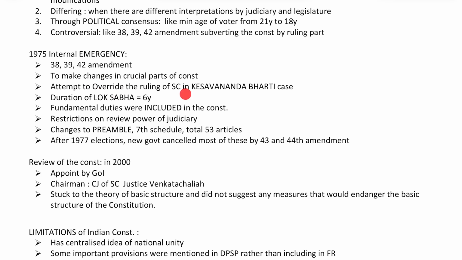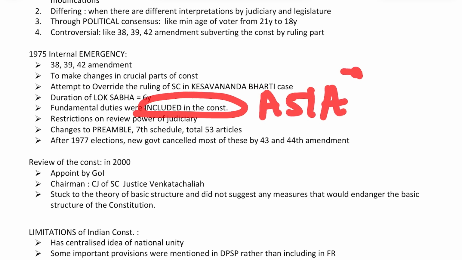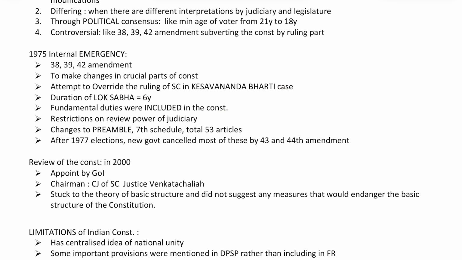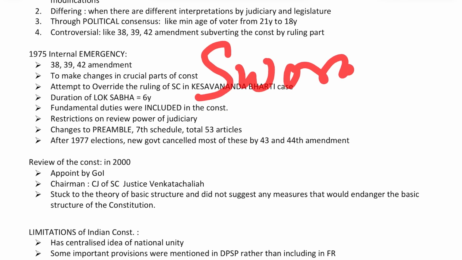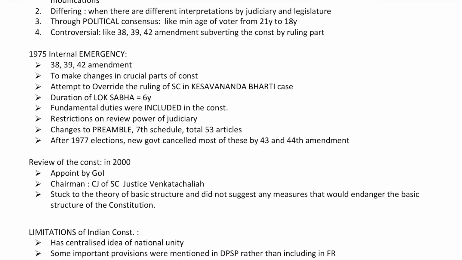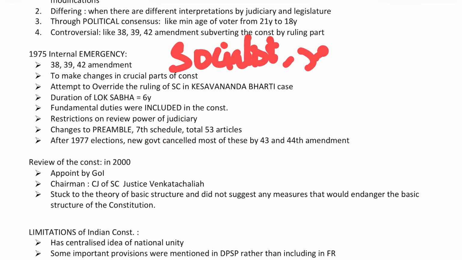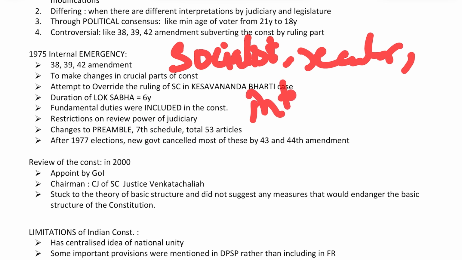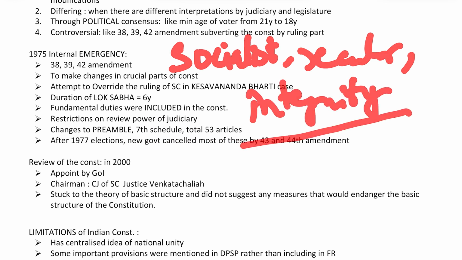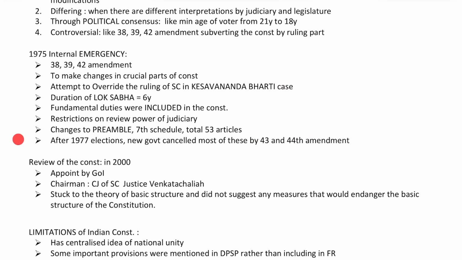The duration of the Lok Sabha was changed from 5 to 6 years. Fundamental duties were included in the Constitution by Article 51A. This was on the recommendations of the Swaran Singh Committee. Then the restrictions on the review power of the judiciary, changes to the preamble, the seventh schedule, and a total of 53 articles were changed. In the preamble they added socialist, secular, and integrity. So these keywords were added to the preamble by the 42nd Constitutional Amendment Act.